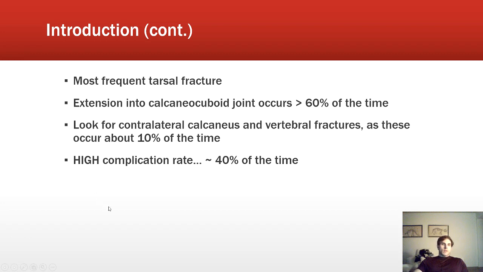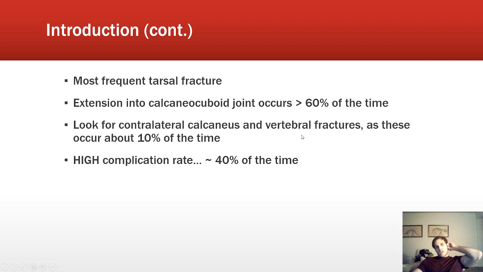You also want to look out for contralateral calcaneus and or vertebral fractures, as these occur about 10% of the time. This is something you might get asked as an auditioning student. If you ever see a calcaneus fracture, what additional images do you want to get? You always want to look at the spine, particularly the lumbar spine and the contralateral side, just to rule out additional fractures that you might not notice initially.